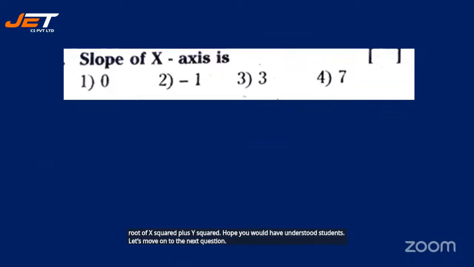What is the slope of the x-axis? The slope of the x-axis is dash.